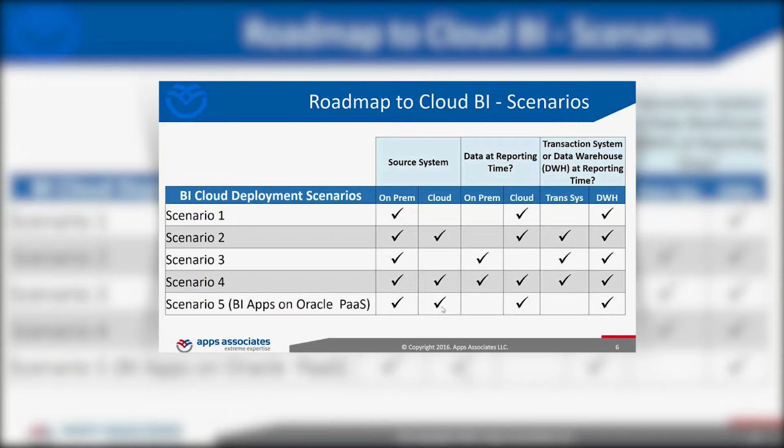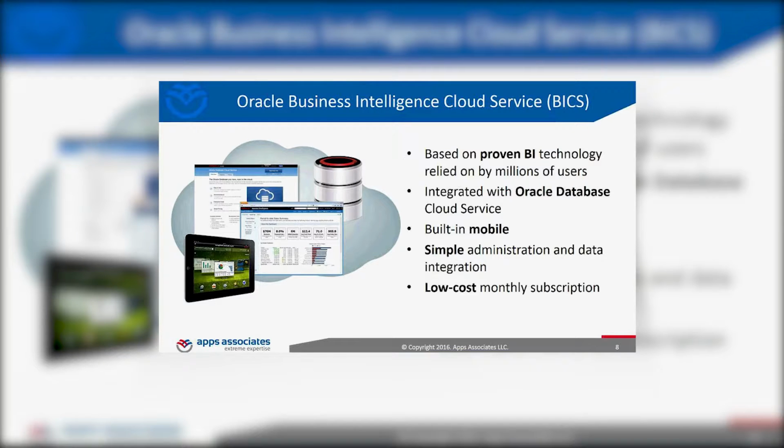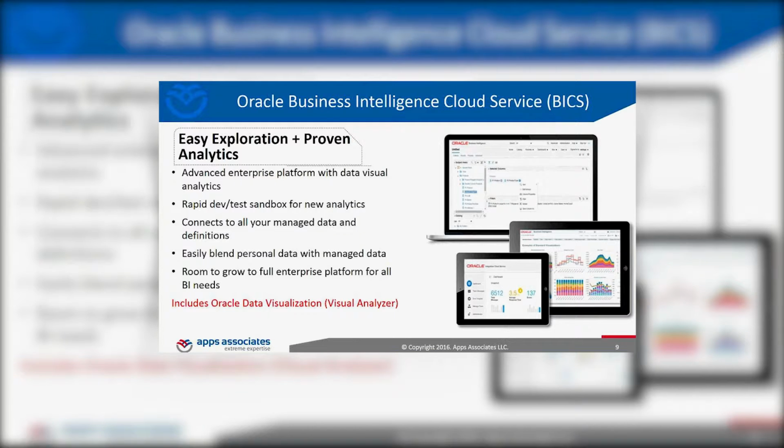A lot of meat here, and we'll try to get through it all. So first, let's talk about BICS. This is Oracle's cloud service, and it's built on the proven technology of Oracle. It is integrated with Oracle's cloud database service. Built-in mobile, you don't have to do anything to get mobile. The administration is pretty simple, and it is on a monthly subscription basis. So this is software as a service. This is monthly subscription. There are no ongoing maintenance fees, that kind of thing.